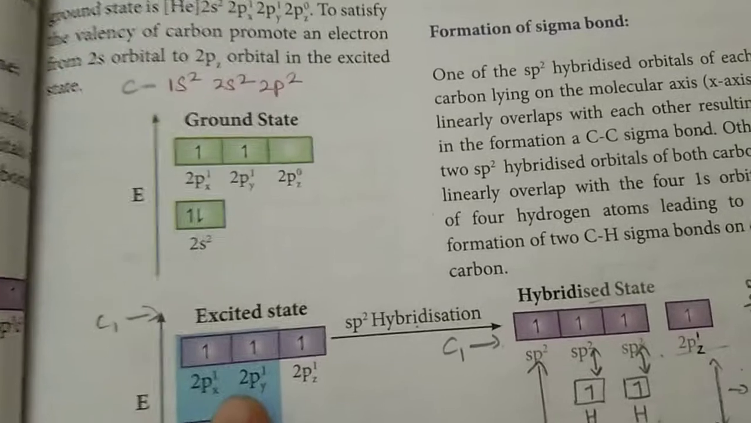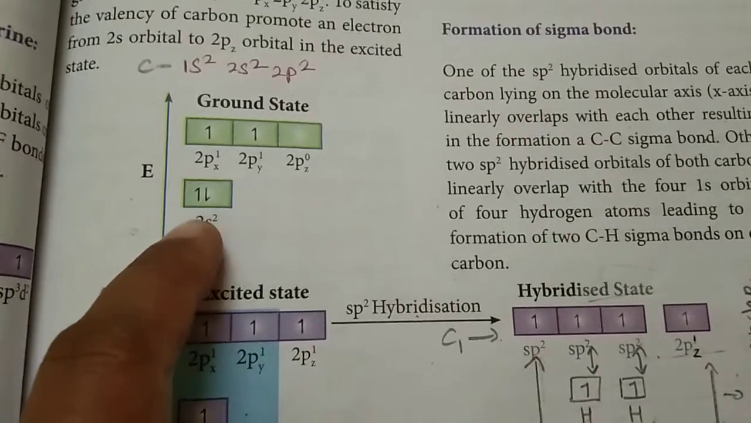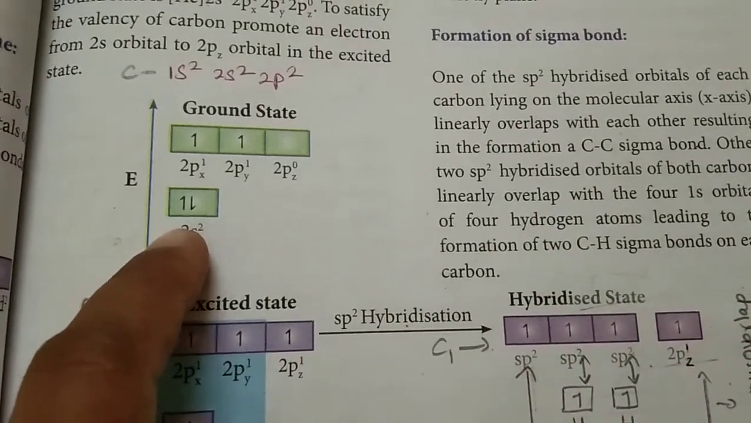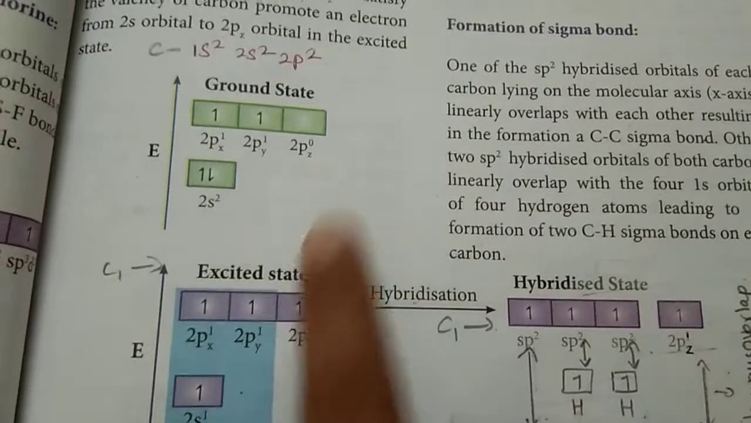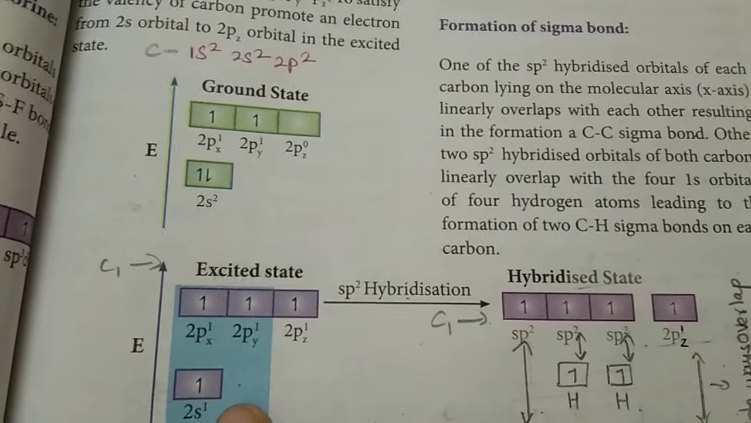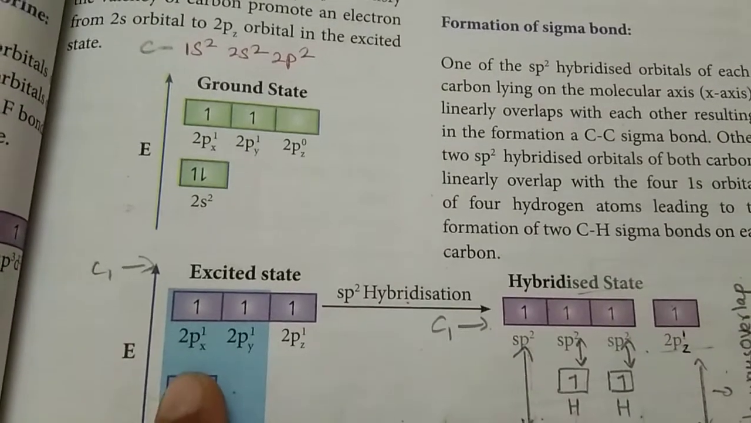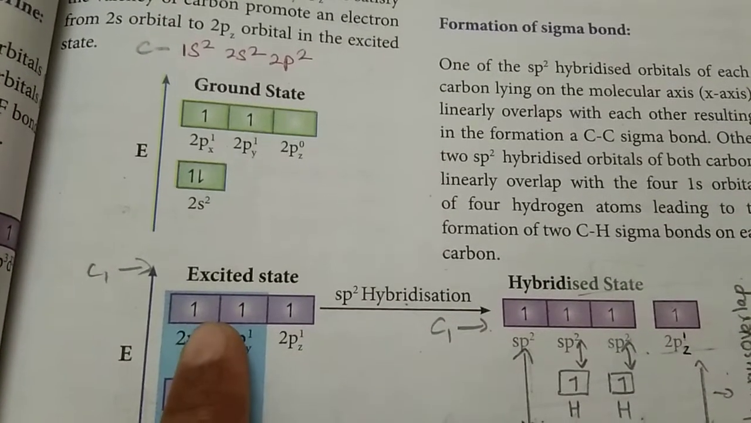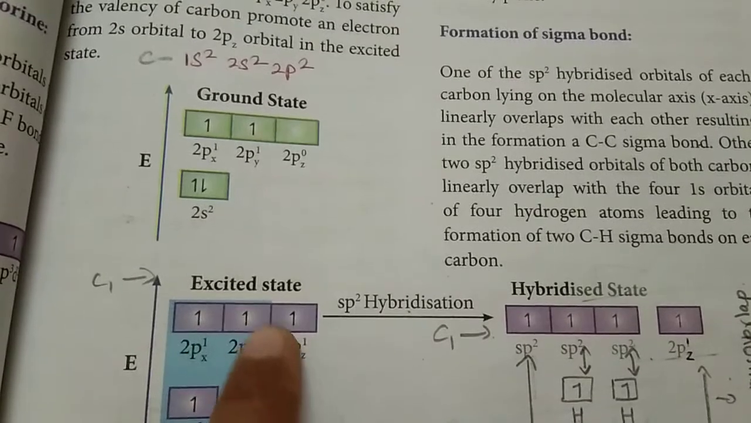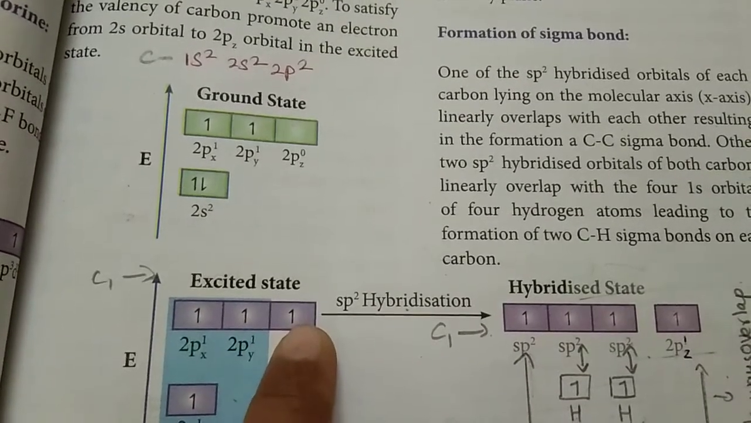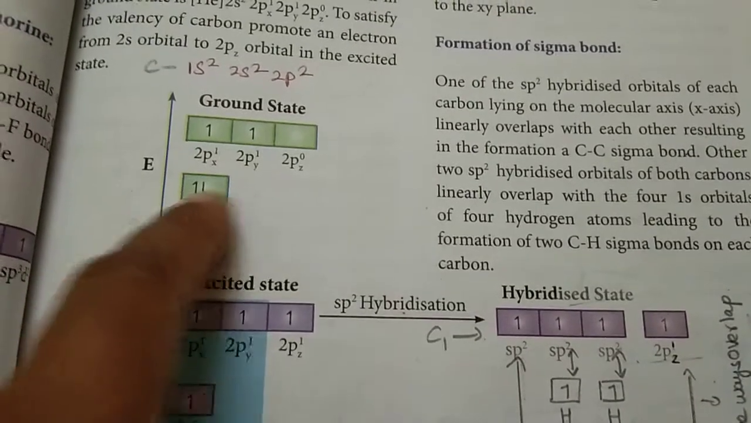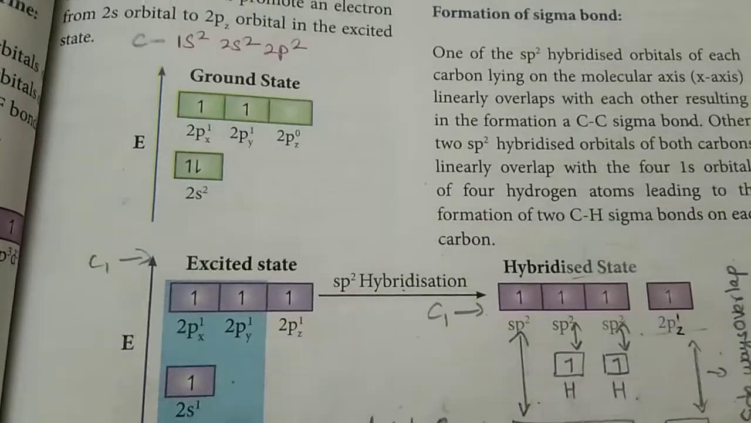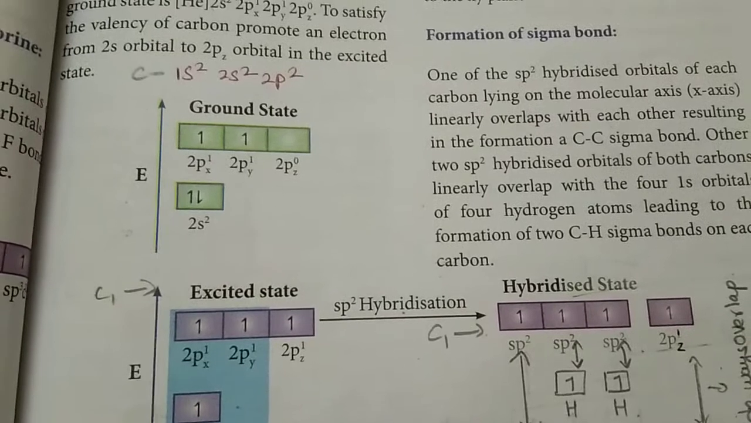In the excited state, one of the 2s electrons gets excited to the 2pz orbital. So we get the excited state for carbon like this: 2s having 1 electron, 2px having 1 electron, 2py having 1 electron, 2pz having 1 electron. One of the s electrons goes to the 2pz orbital.